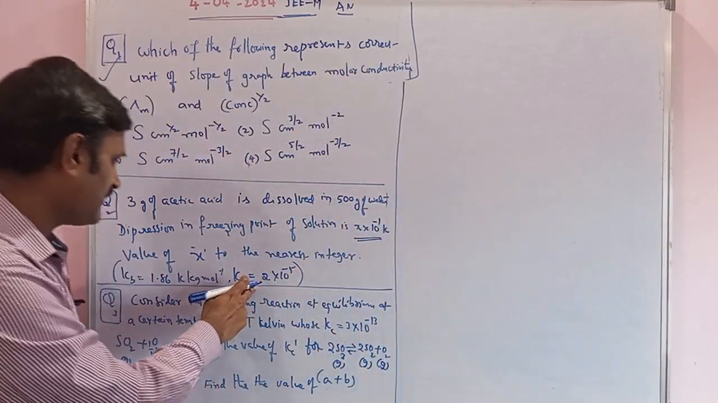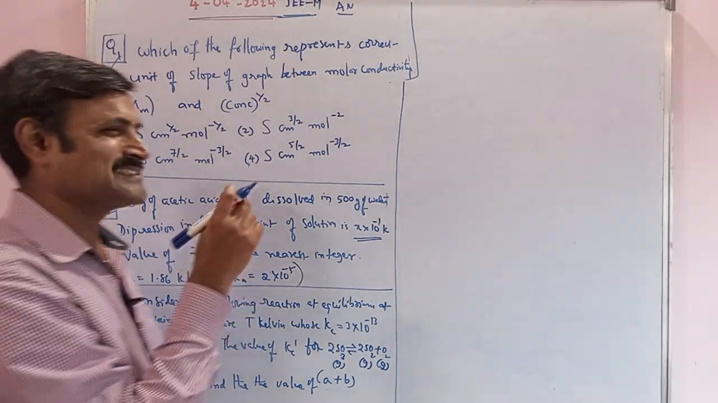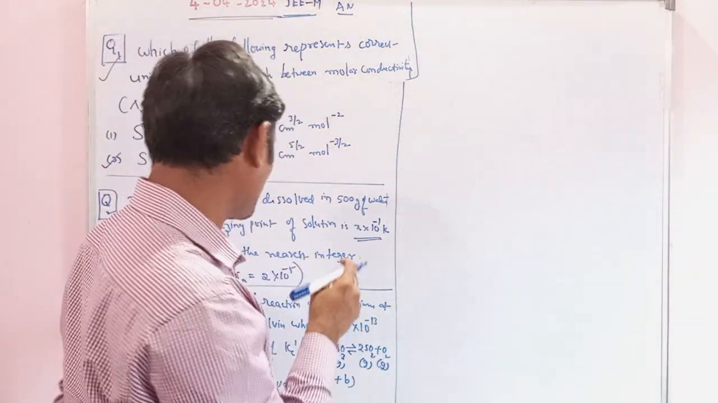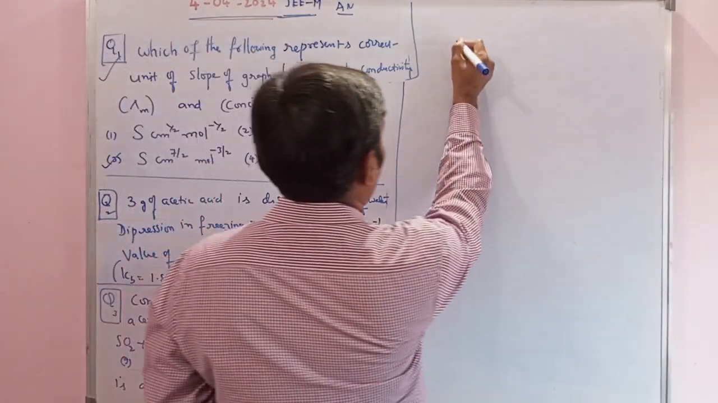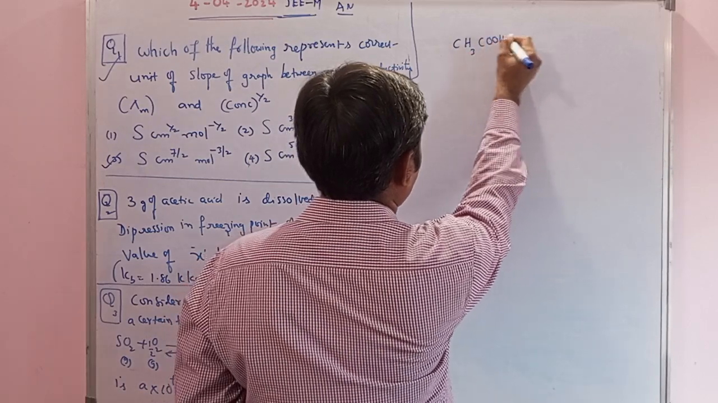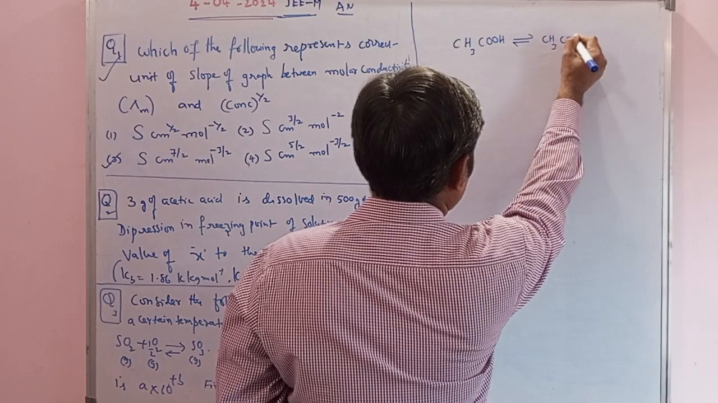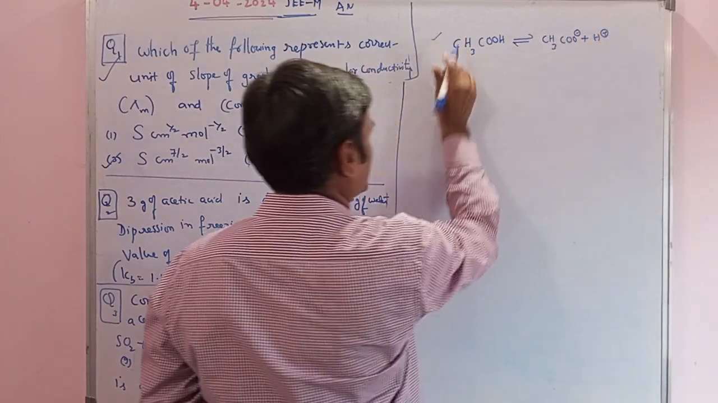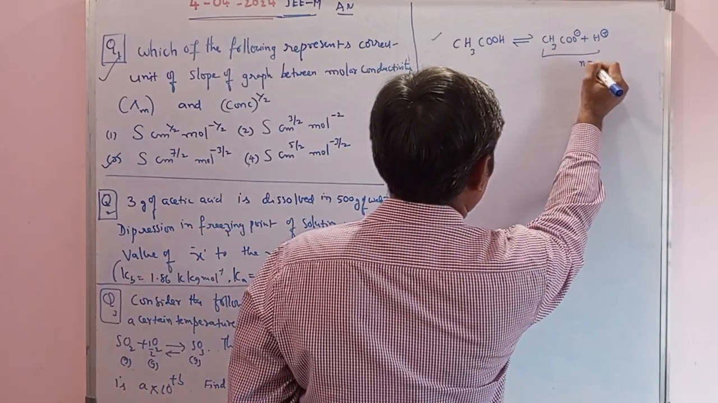Definitely, when Ka is given to us, we should calculate its alpha value. As it is a weak acid, we have to calculate its degree of dissociation. Acetic acid is CH3COOH. It slowly dissociates to give CH3COO minus plus H plus. In this, the number of particles is 2, that means n is equal to 2.